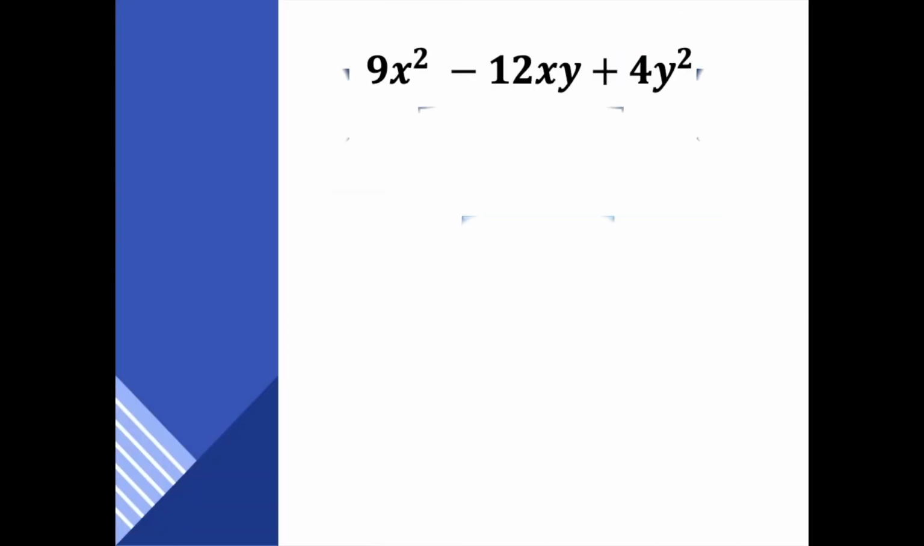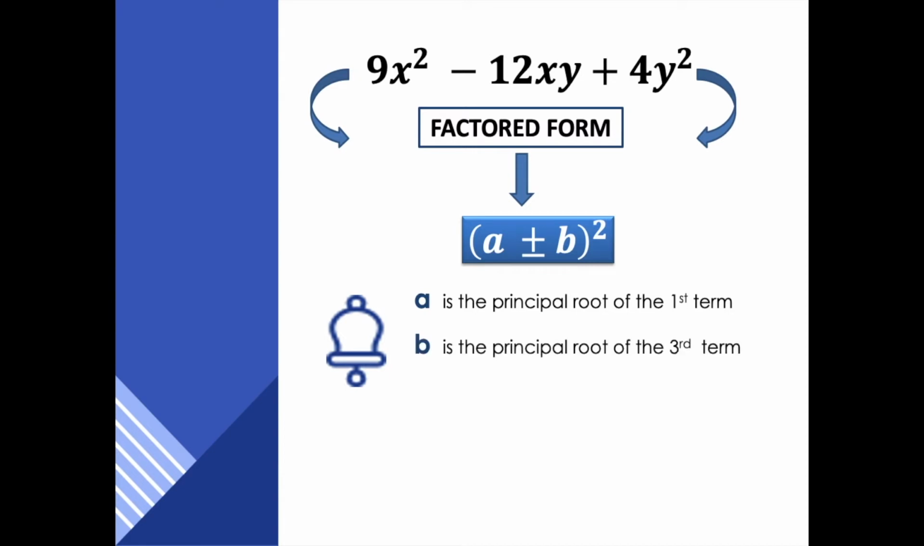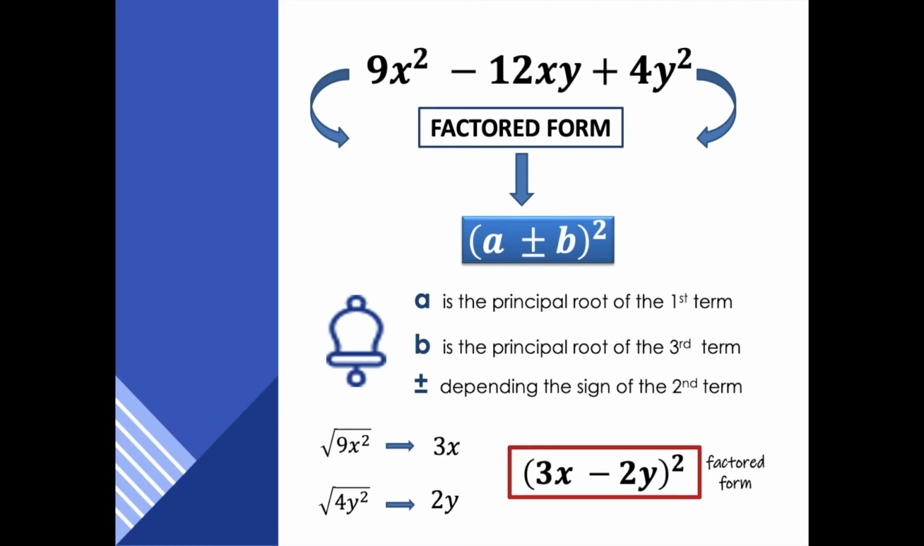Note that the factored form of any perfect square trinomial is the square of a binomial a plus or minus b, where a is the principal root of the first term and b is the principal root of the third term. Positive or negative will be dependent upon the sign of the second term. For instance, in the given example, the first term is 9x squared and the third term is 4y squared. Taking the square root of the first and the third terms will lead us to 3x and 2y. Thus, our factored form is 3x minus 2y raised to 2. Minus, because the second term is negative 12xy.